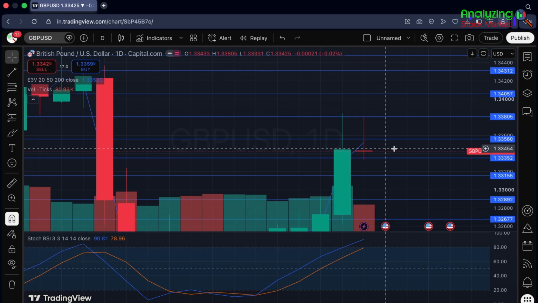So now let's talk about my opinion on GBP USD for this week. According to previous week momentum, I'm expecting a positive move in this range, that is 1.33560 to 1.33805. If we see a breach of this level as well, then we will be able to see this level, that is 1.34057.